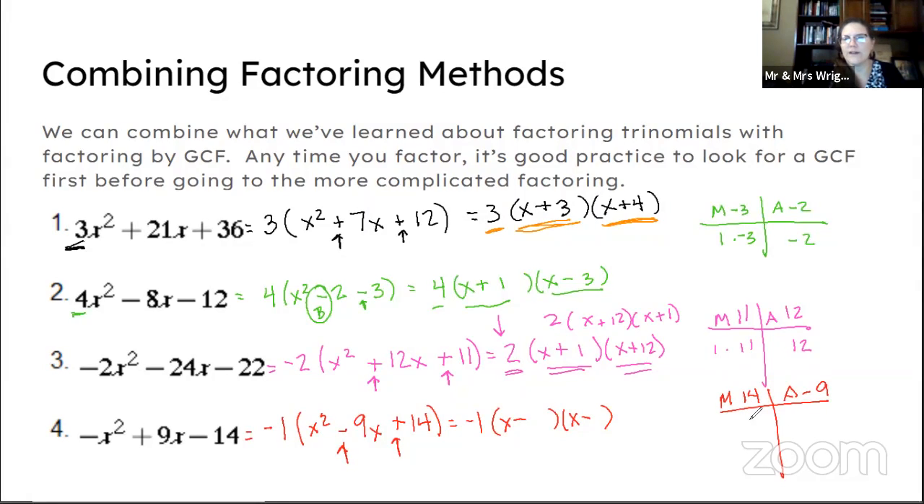Okay, let's think of some factors of 14. 1 times 14, 2 times 7, 3, 4, 5, 6, none of those work, and 7 brings us back around again. Now, we have the same sign for both of them, and they're both negative. -1 plus -14 is -15. -2 and -7 is -9. So these are our two answers, -2 and -7. Terms are -1, x minus 2, and x minus 7.